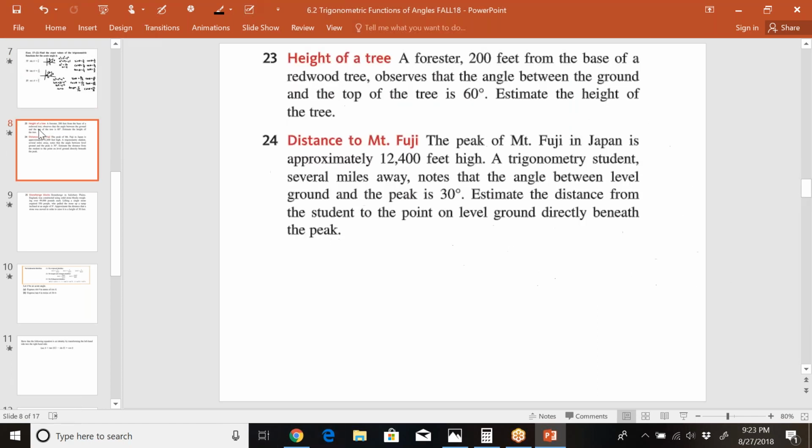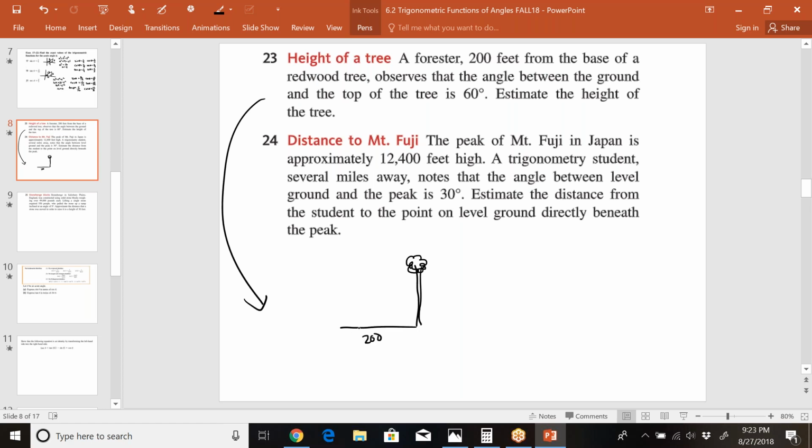Okay, let's look at the next slide because we did 24 in class, but we did not do 23. So for number 23, let's draw out what we think we should for this picture. The height of a tree. A forester is 200 feet away from the base of a redwood tree. So here's our tree. Yeah, that's a bad tree. And he is 200 feet away from the base. So here's our little forester dude. He observes the angle between the ground and the top of the tree, and he observes that that is 60 degrees. He wants us to estimate the height, so we're looking for this over here.